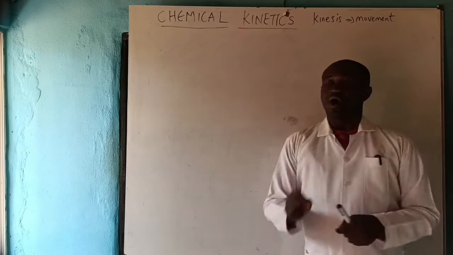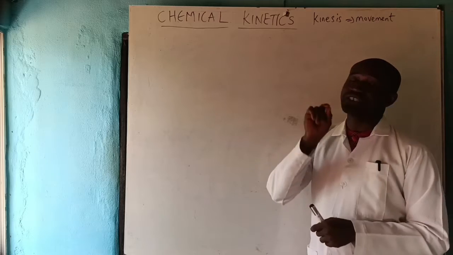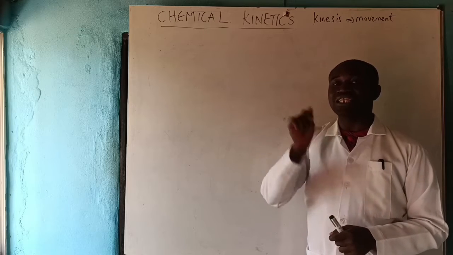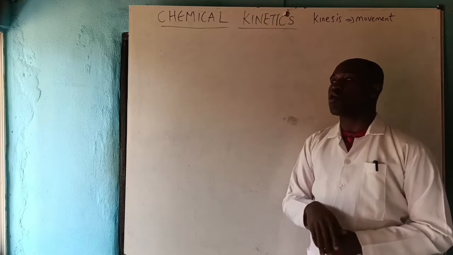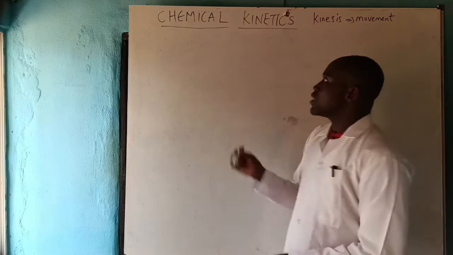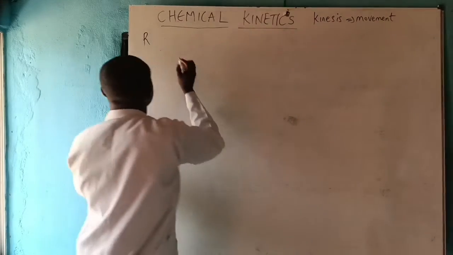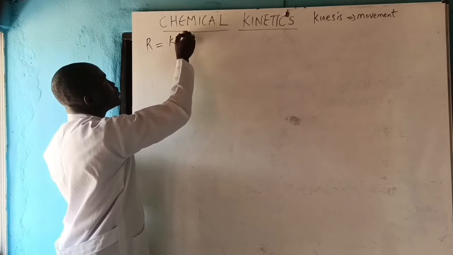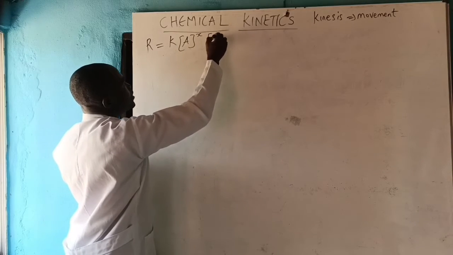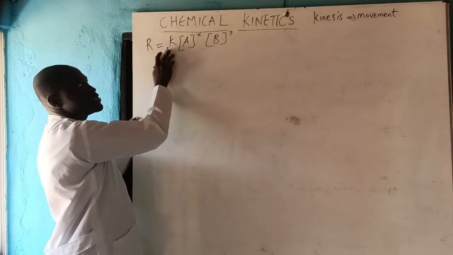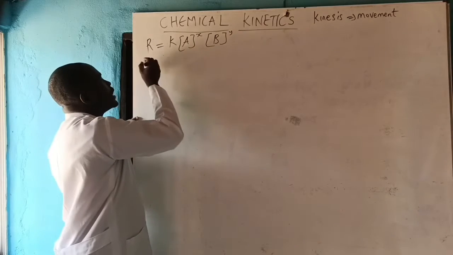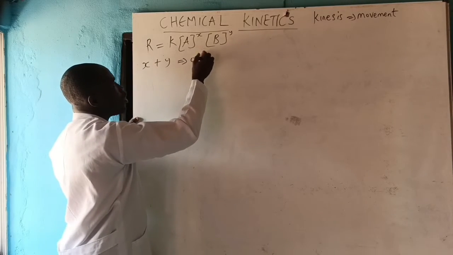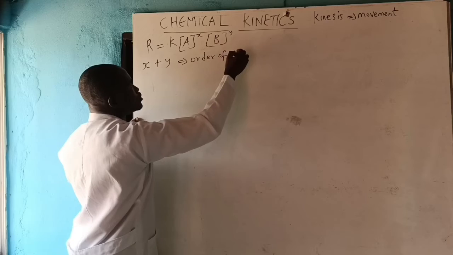Now, unlike thermodynamics, which talks about the feasibility of a reaction, chemical kinetics discusses rates of chemical reaction. And so when you have the rate equation, rate equals k, A raised to the power of x, B raised to the power of y, where k is the rate constant, it means that when you add this x and this y, what you'll be getting is called the order of reaction.